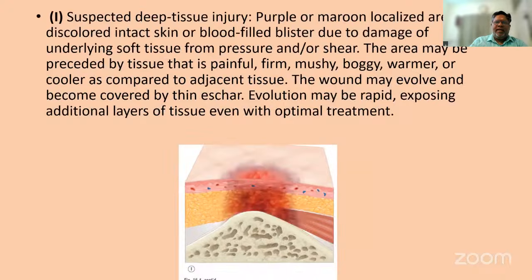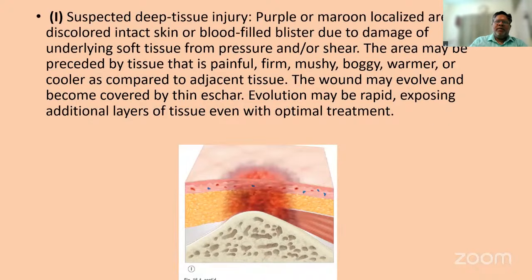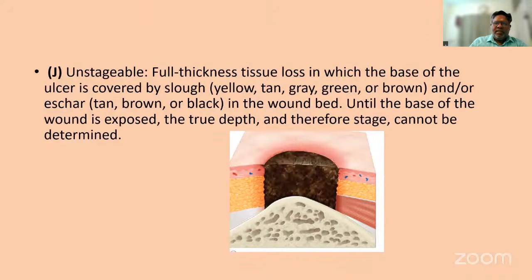So suspected deep tissue injury and unstageable are also two important stages. Suspected deep tissue injury is a purple maroon localized area of discolored intact skin, whereas unstageable means an ulcer is there, covered either with slough or eschar.